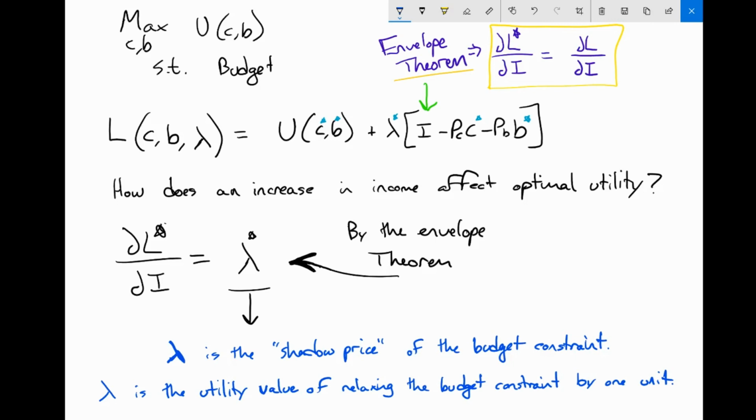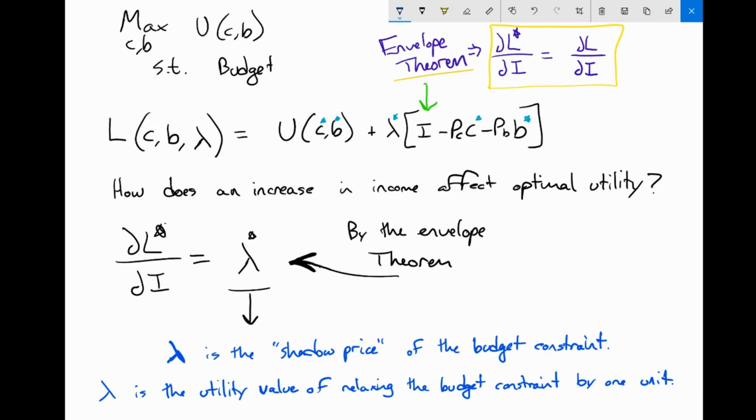Another way of putting it is, lambda tells us the utility value of relaxing that budget constraint. That is, if you increase your income, what you're doing is you're relaxing the budget constraint. You're making the budget constraint less binding. So lambda is the price in utility terms of your budget constraint. Lambda tells us how much it costs you in terms of your utility. Or we can put it another way, it's the marginal value of income in terms of utility.